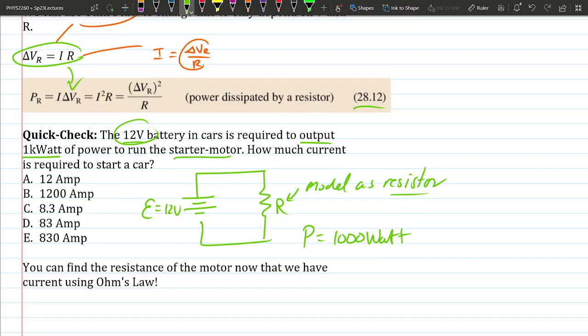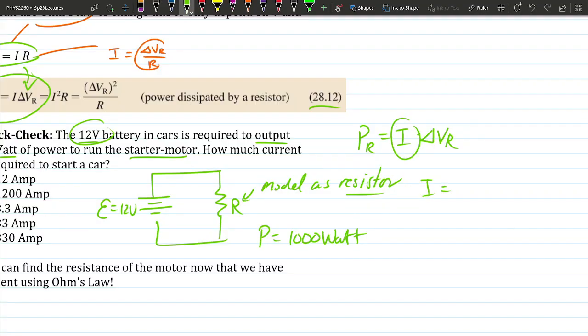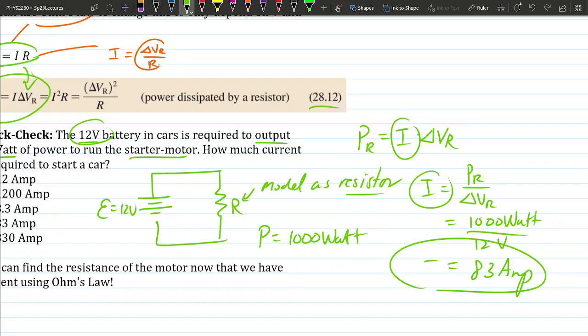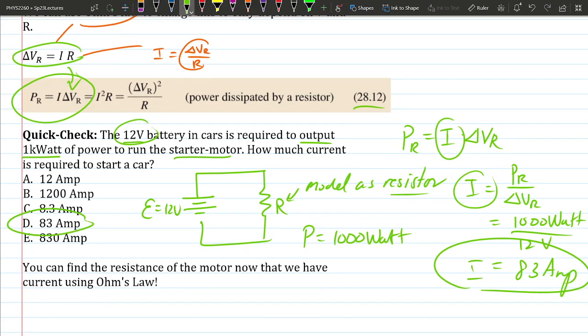So what we can do is use this equation here to figure out the current. The power coming out is going to be the current times delta V_R. If we want to figure out what the current is, we solve this equation for the current, and this will be the power out of that resistor divided by delta V_R. The power is 1,000 watts, and delta V_R was 12 volts. If you do this division, you should get about 83. And since this is a current, the unit should be amps. So that's how you use the equation for the power going through a resistor to get the current instead of getting the power.